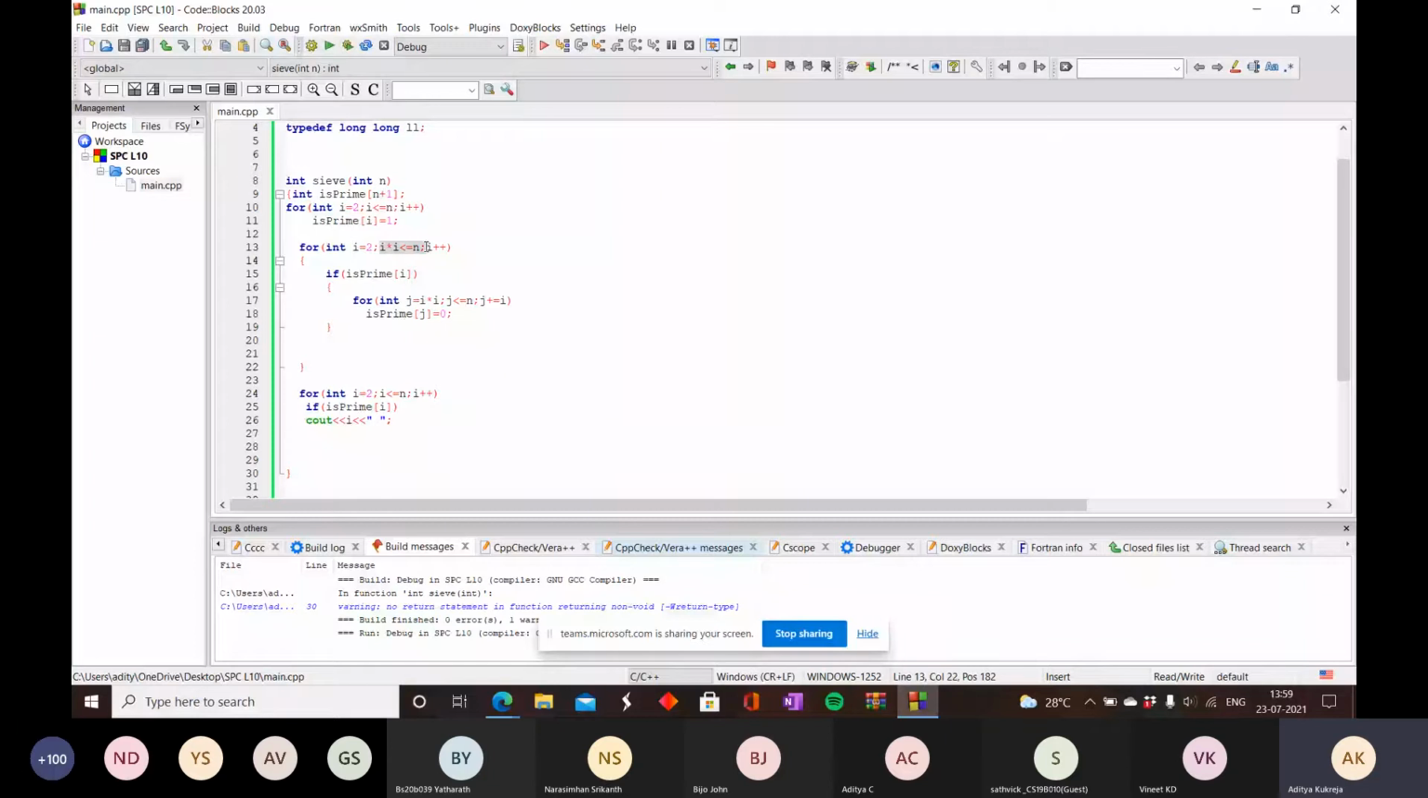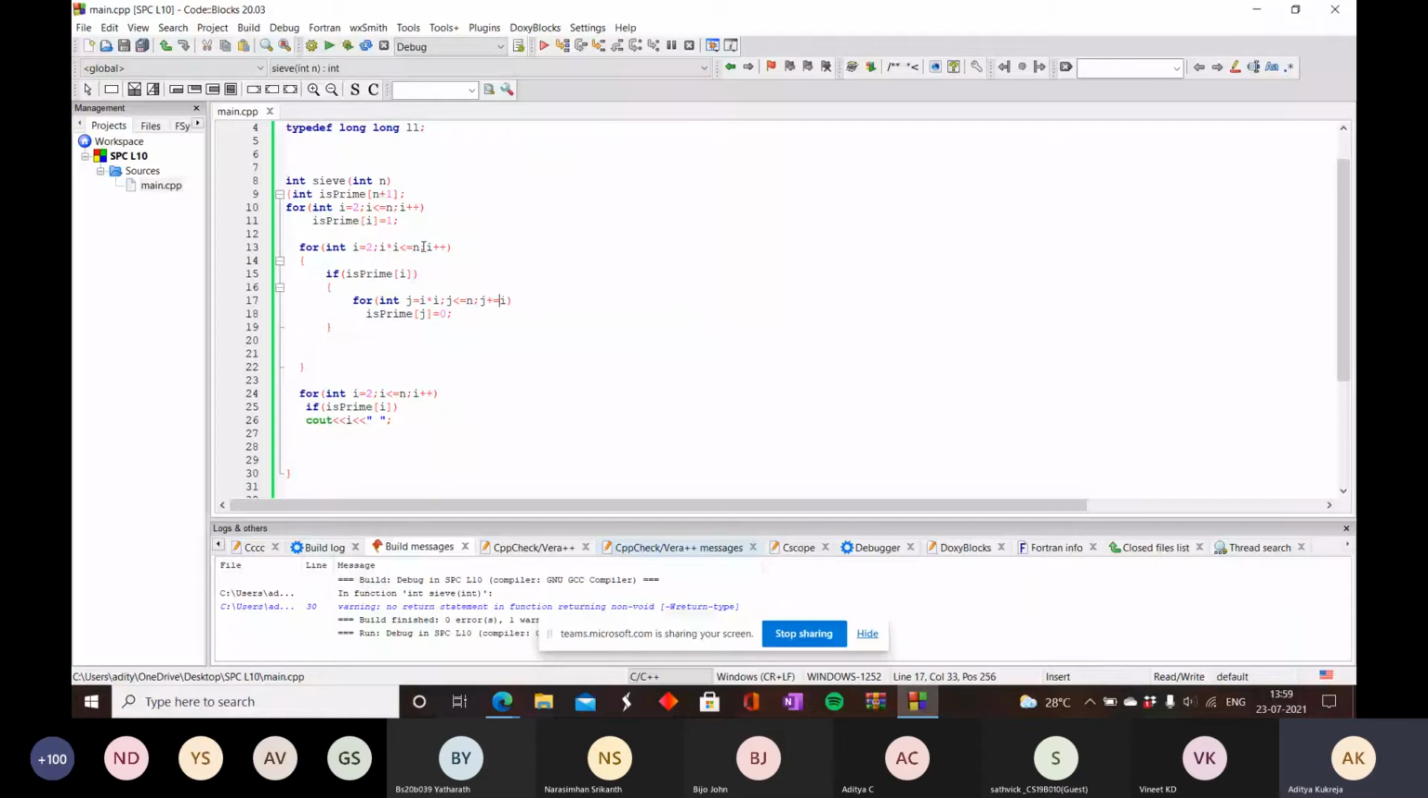And within the for loop, you are checking whether a number is not crossed out. That means isPrime of i would return 1. So if it's not crossed out, then it's a prime number and you're crossing out all the multiples of that prime number. The only points which might be a bit confusing are the limits, like i into i is less than or equal to n.